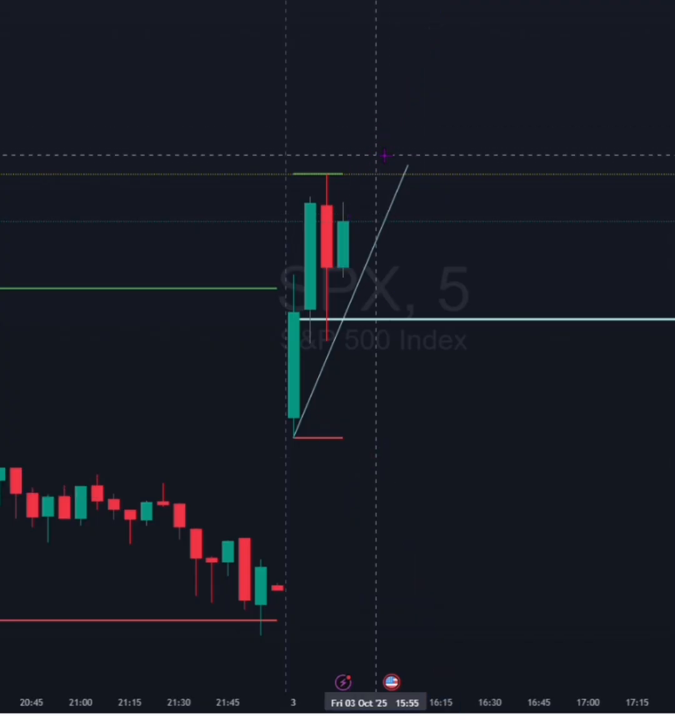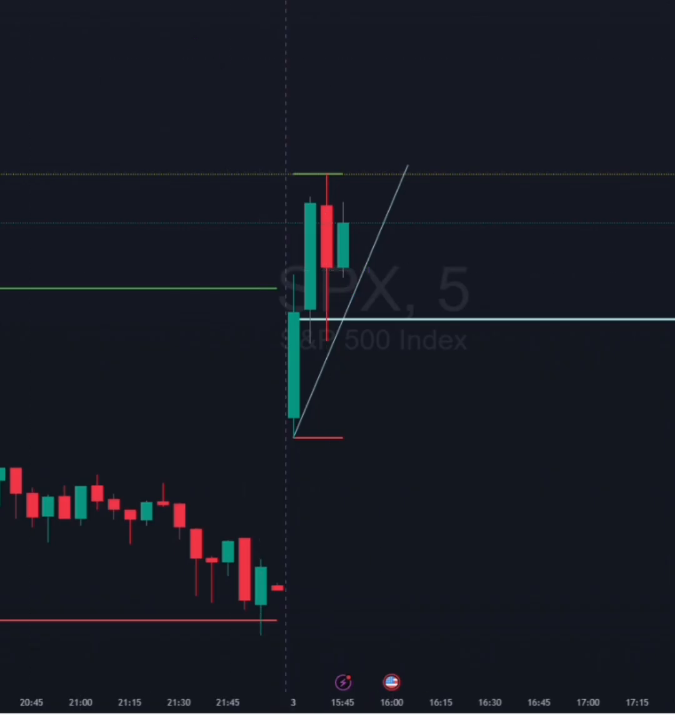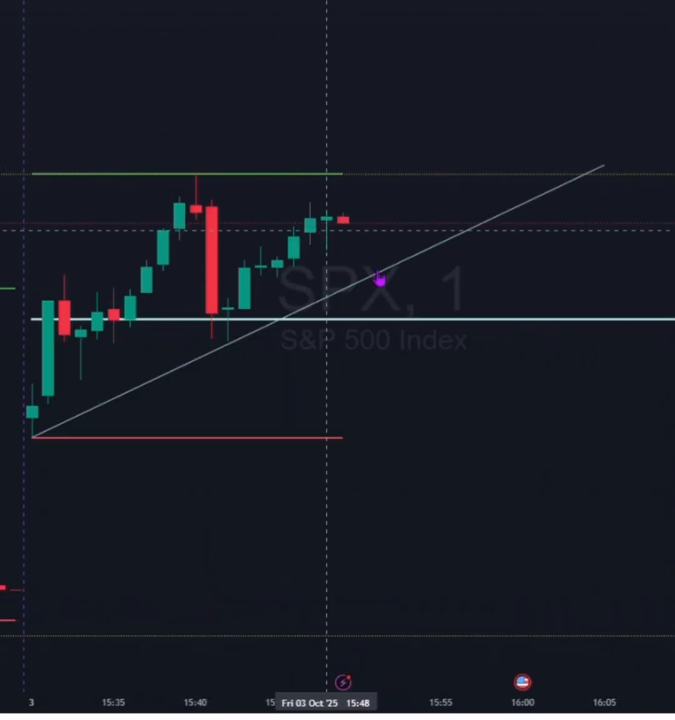So let's just see how it plays out. So far we're getting great momentum. I'm sure the 15 minute candle is already a bullish candle. Look at that, it's a bullish candle on its own. Now I'm just waiting for this to play out.